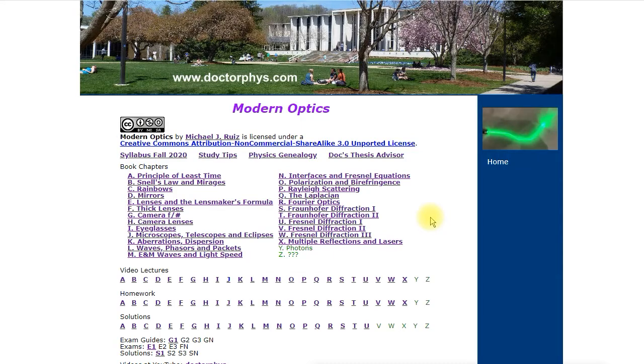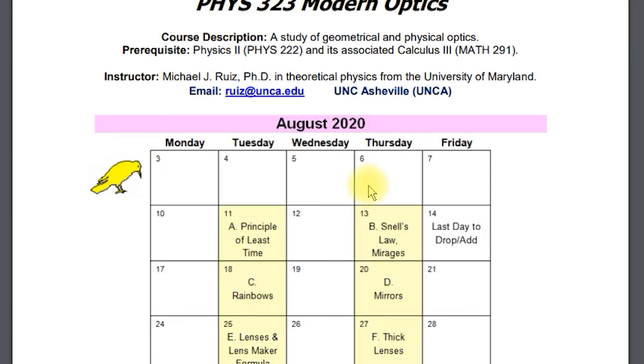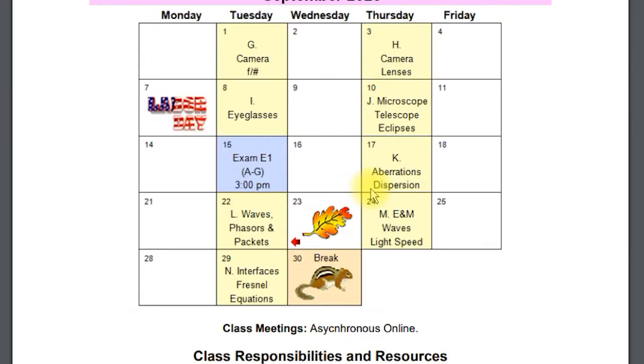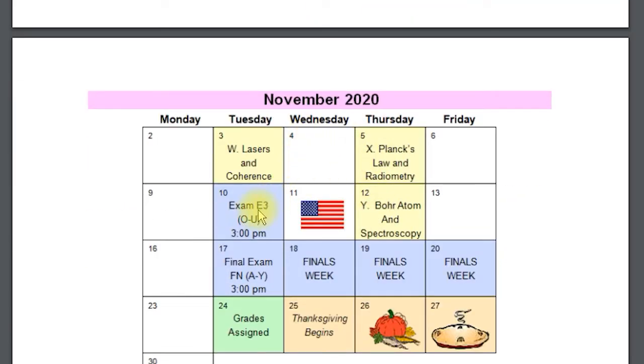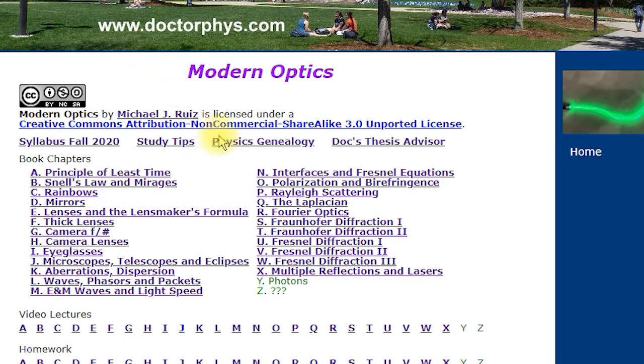This is a guide for exam 3. Now, exam 3, if we go to the syllabus, we see that exam 3 is covering O through U. So let's look at these chapters. Let's start with O.